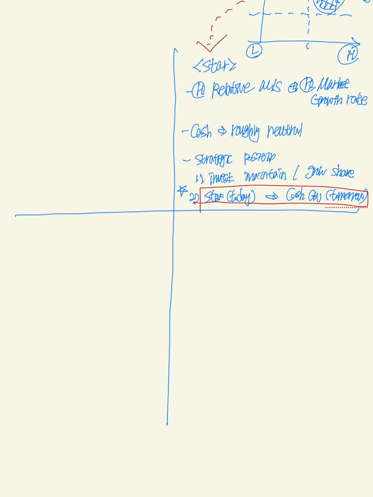So if market growth slows... And the second, we are looking at the cash cow. Cash cow is high relative market share but low market growth rate. So normally the cash cow is in this area.